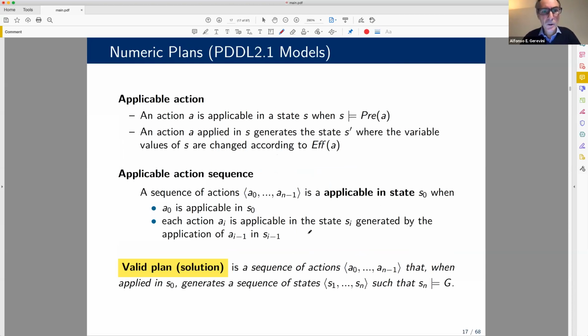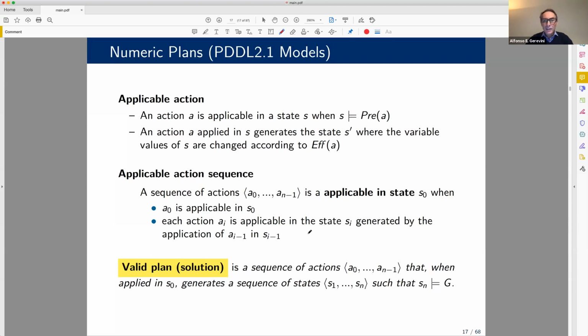Okay, now let's go back a little bit on the semantics of numeric planning in PDDL 2.1. First of all, an action is applicable, which is the same as in propositional planning, in a state S if its preconditions are satisfied in the state S. An action A applied in a state S generates a new state S prime, where the variable values of S are changed according to the effects of A.